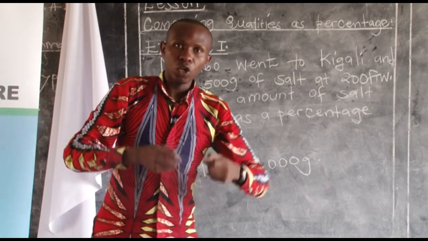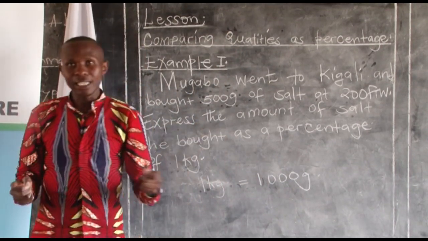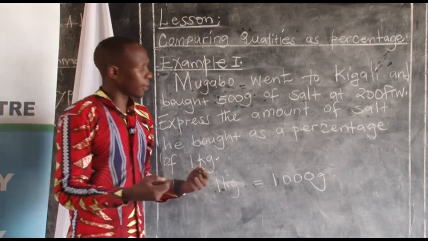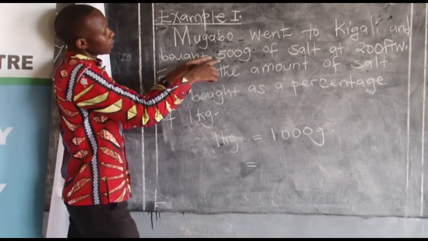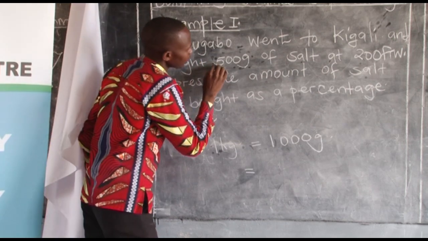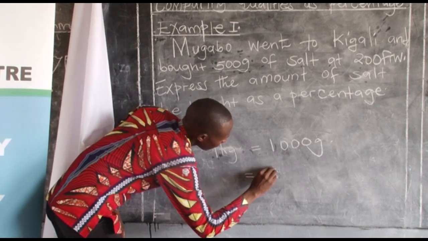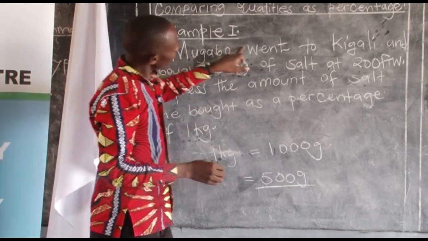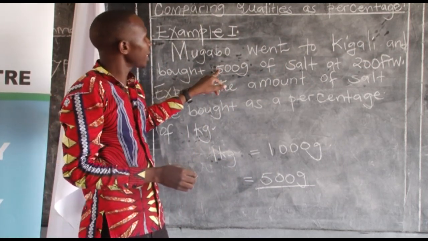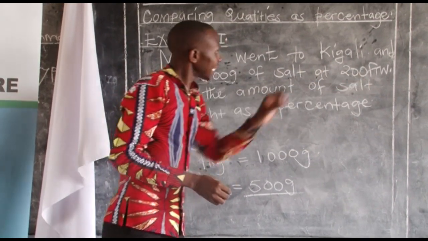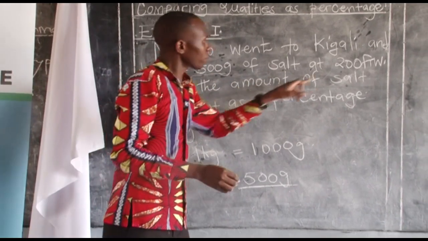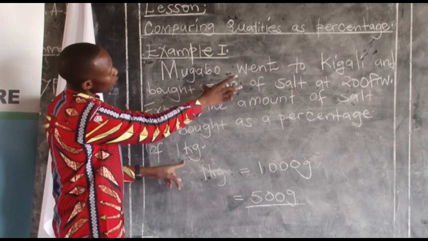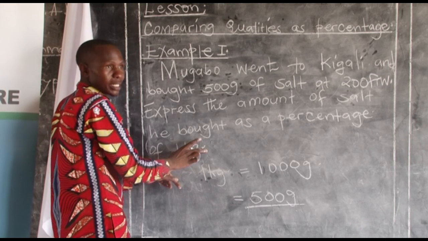After converting that, when you are expressing quantities as percentages, we shall always divide and multiply. We divide the quantity and we multiply. In this case, what did this man buy? He bought salt, but how many grams? 500 grams. I'll say, my 500 grams divided by, let's look at the statement. Mugabo went to Kigali and bought 500 grams of salt at 200. Then at the same time, they said, express the amount of salt he bought as a percentage of 1 kilogram. Of 1 kilogram. Now, we shall get what he bought out of what was expected.